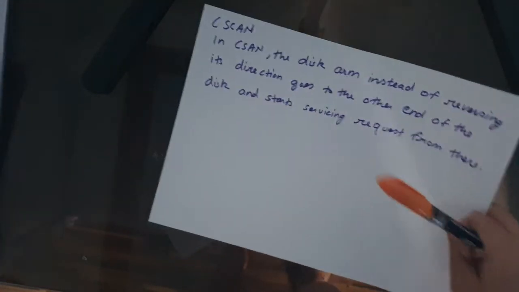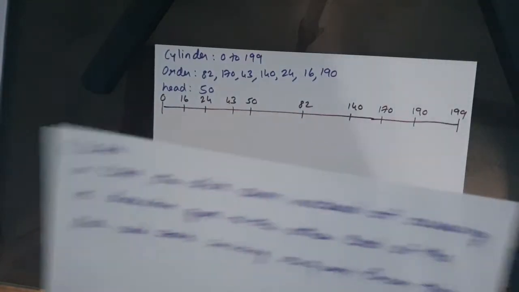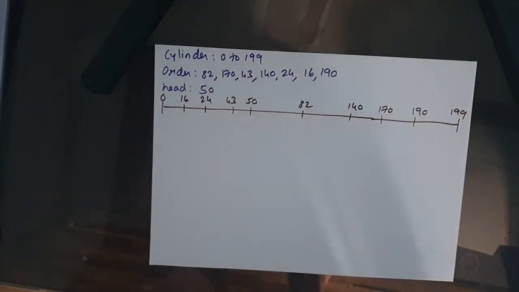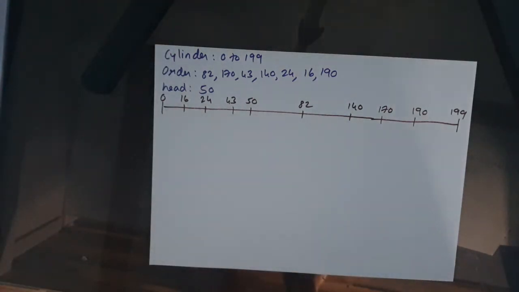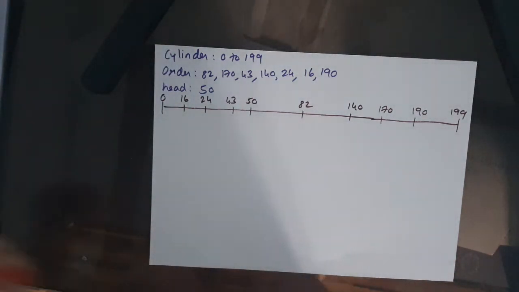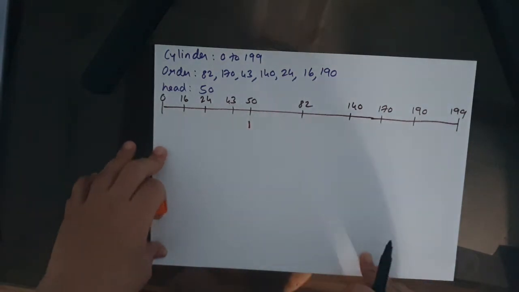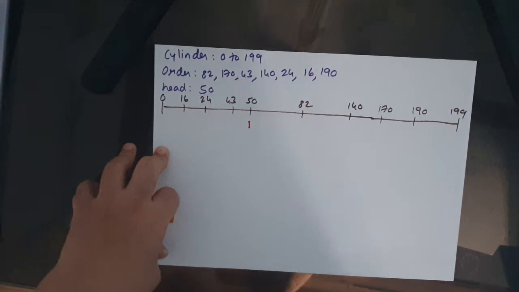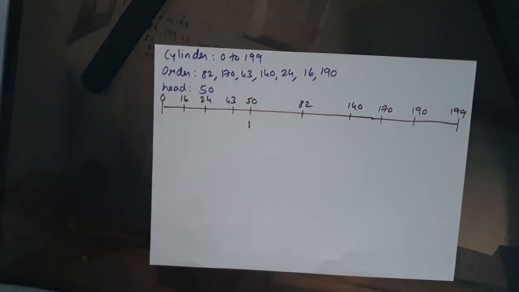So here is my example again. Cylinders 0 to 199, the order has been drawn on that cylinder in ascending order. The head is mentioned as 50, so we are supposed to begin from 50. I marked right here, that is 50. It's like scan, that is we have to keep on scanning the requests in one direction till the end of the disk.